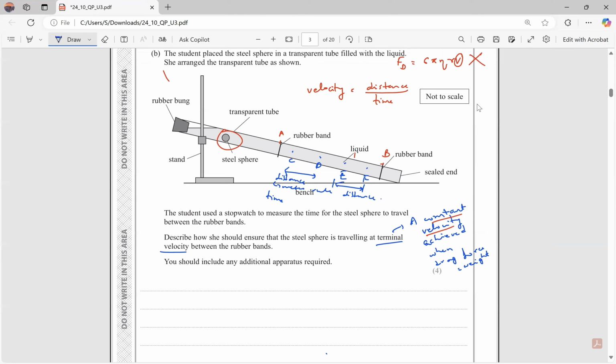So at first, the student can choose two sets of points between the rubber bands.